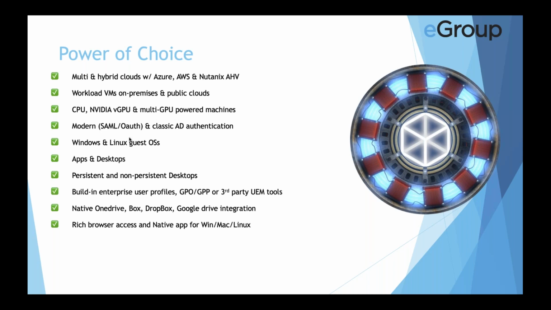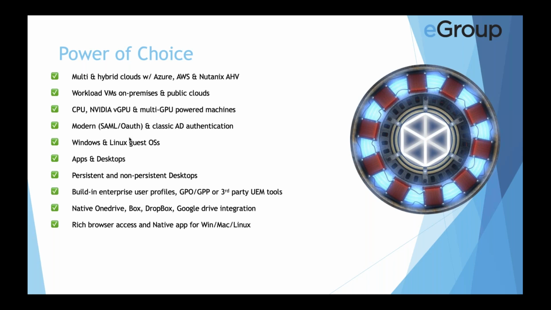With the non-persistent desktop, of course, we have to ensure that our user's profile is managed, and you get the built-in profile management through either group policy, or third-party user environment management tools. So Profile Unity, FSLogix, if you're using those sort of things, that can be integrated with a Frame desktop as well for management. Then finally, the last two, native storage integration, right? So OneDrive, Dropbox, Box, and Google.